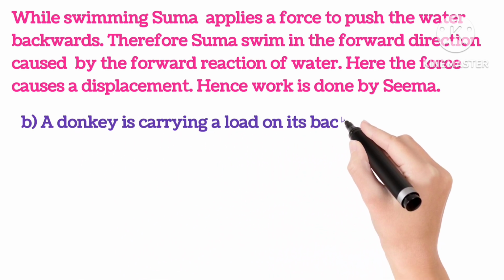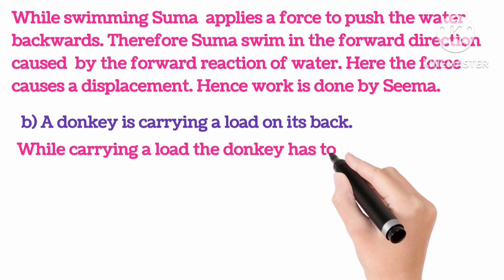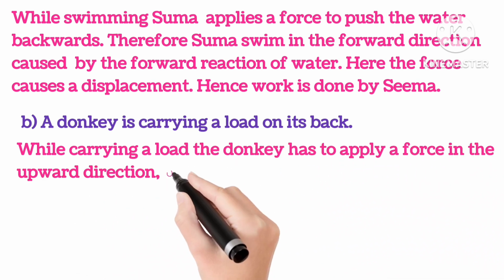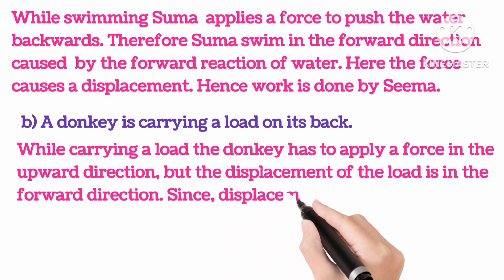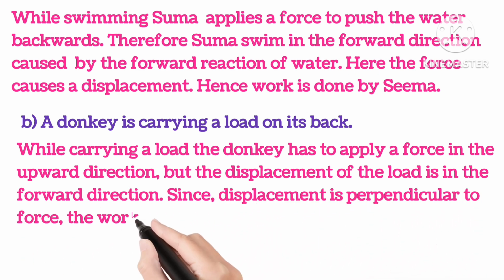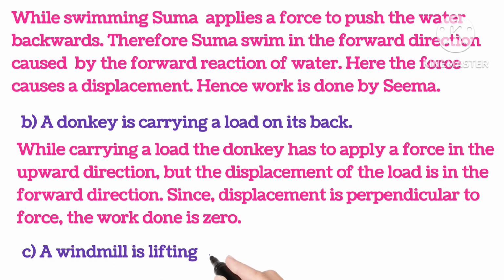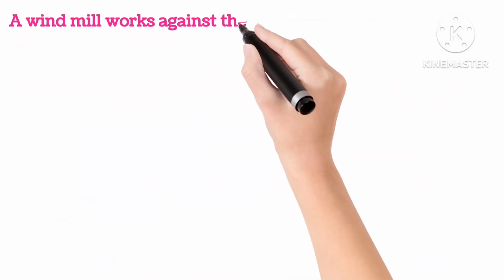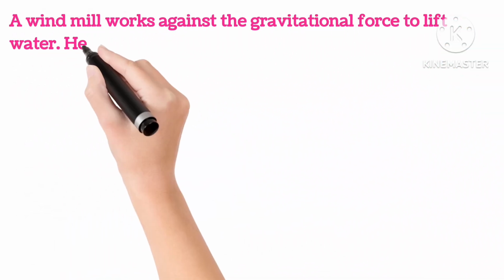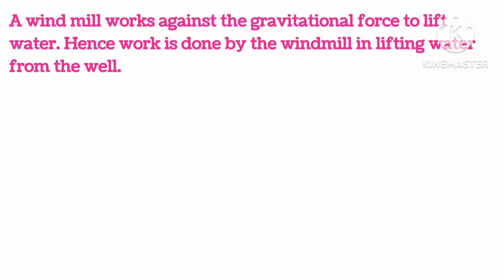B. A donkey is carrying a load on its back. While carrying a load, the donkey has to apply a force in the upward direction, but the displacement of the load is in the forward direction. Since the displacement is perpendicular to the force, the work done is 0 here. C. A windmill is lifting water from the well. A windmill works against the gravitational force to lift the water, hence work is done by the windmill in lifting the water from the well.